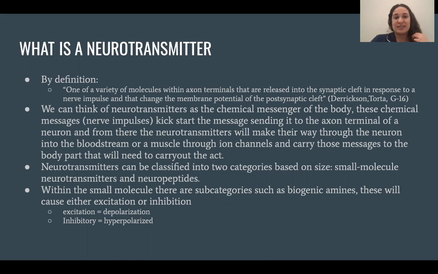And these will either cause excitation or inhibition. So excitation is essentially depolarization, which is basically turning the postsynaptic cleft less negative, which will eventually bring that up to threshold, which will start an action potential. And inhibitory, which is hyperpolarization, is going to make it more negative, which will do the opposite. It won't bring it to threshold, so that action potential will not happen.